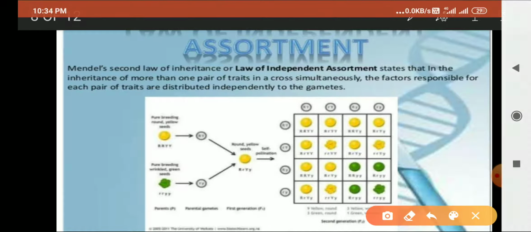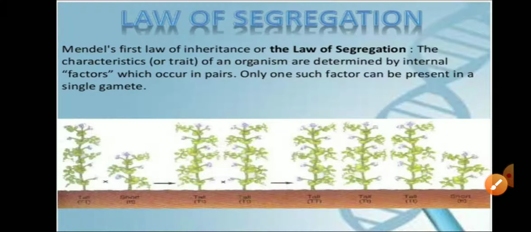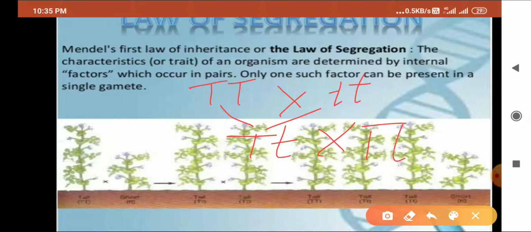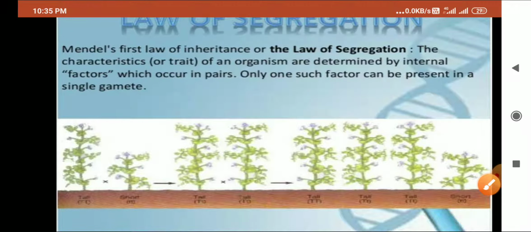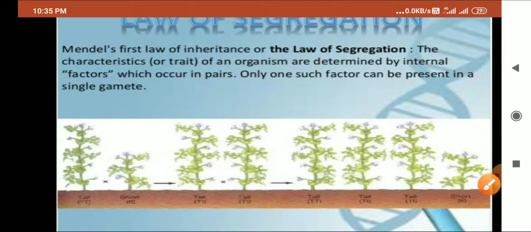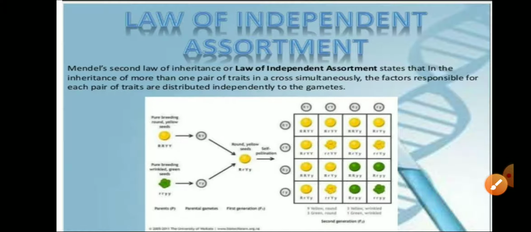But in the monohybrid cross, if we cross capital T and small t, that is tall and dwarf plants, the F1 will be capital T small t. On selfing, this plant will give four types of plants, and the ratio will be 3:1. Three plants are tall and one is dwarf, but in the dihybrid cross the ratio will be 9:3:3:1.